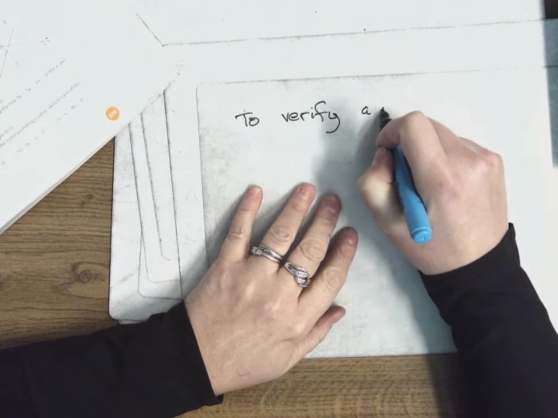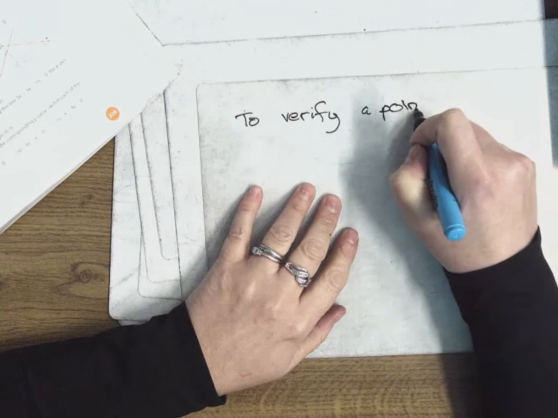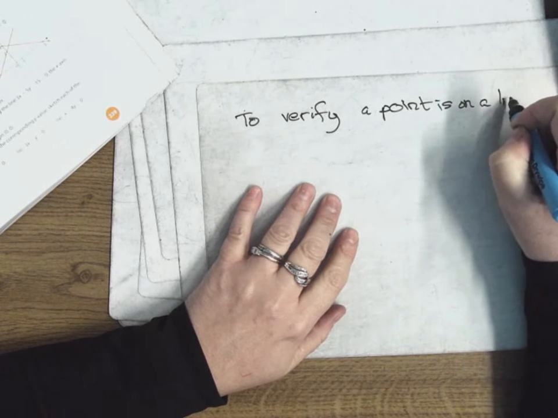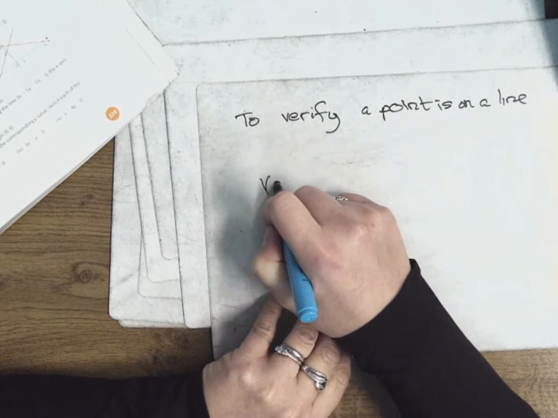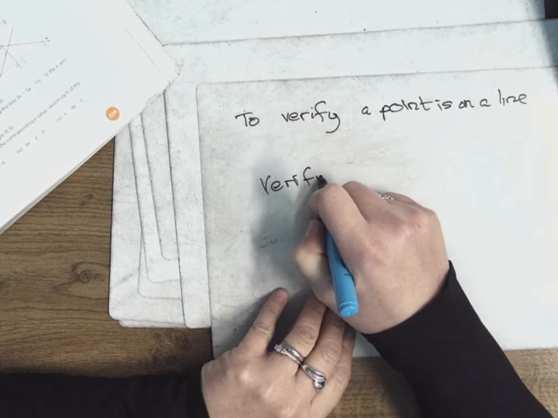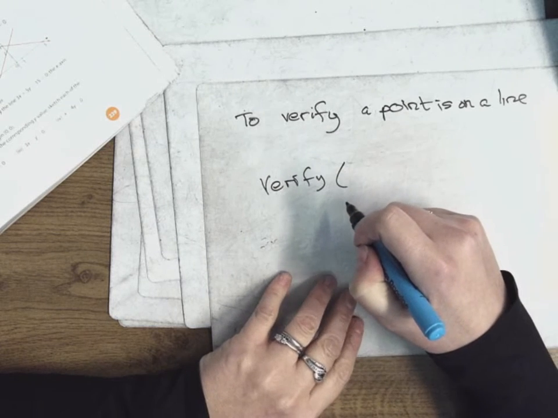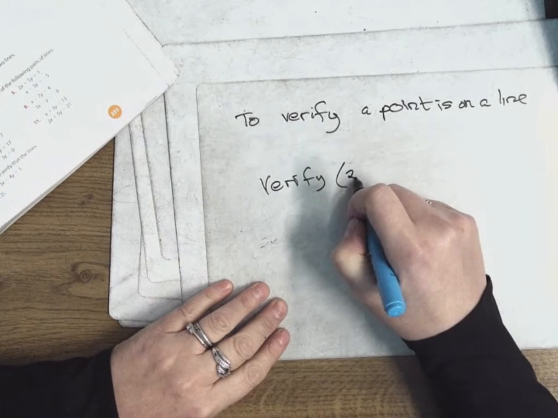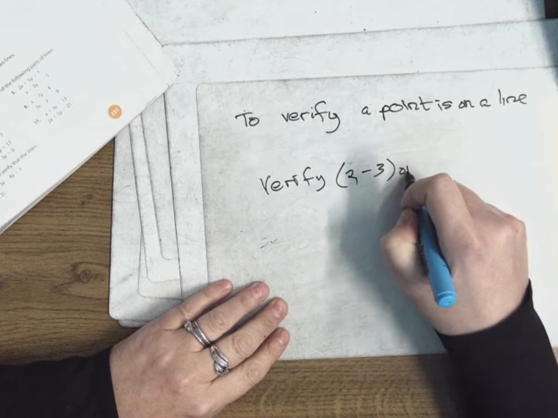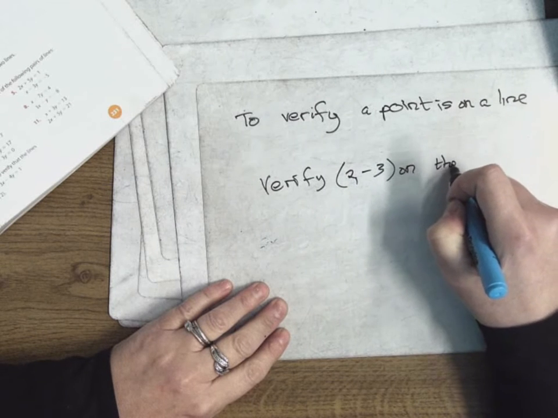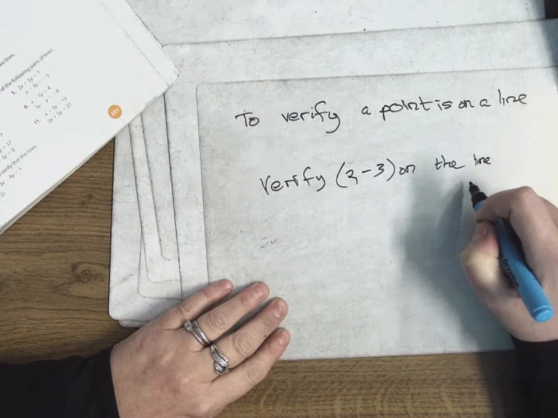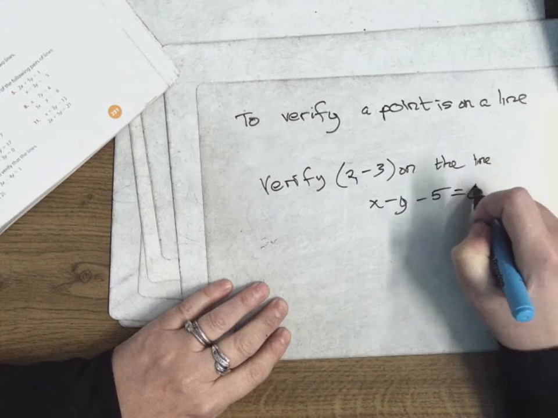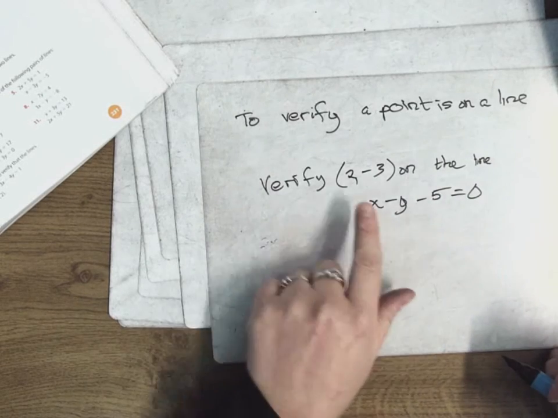So to verify a point is on a line, if I said verify (2, minus 3) is on the line x minus y minus 5 equals 0. Is that right? So here's your equation of the line, here's the point.